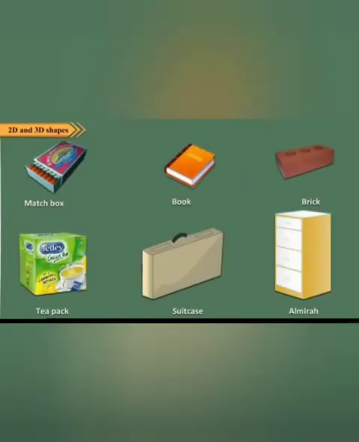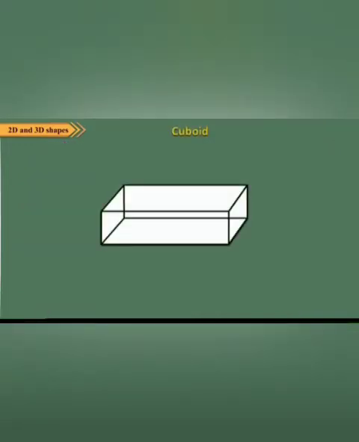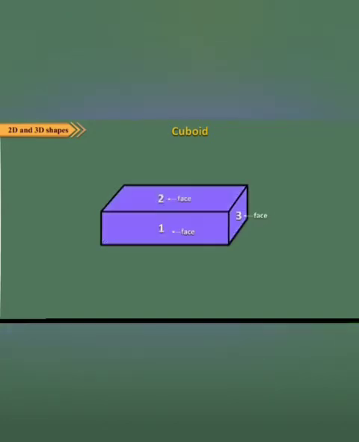Look at the shapes of objects shown here. All these objects have the shape of a cuboid. A cuboid has 12 edges. The point where 3 edges meet is called a vertex. A cuboid has 8 vertices. A cuboid has 6 faces. In the given figure, 3 faces are visible and 3 are hidden.